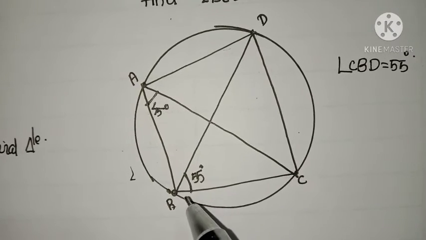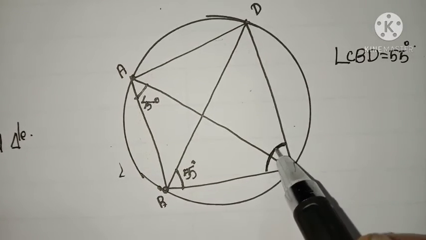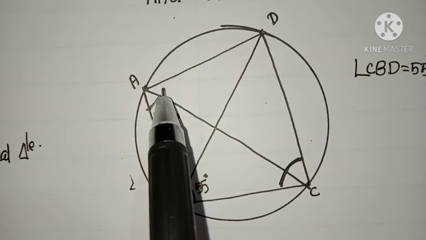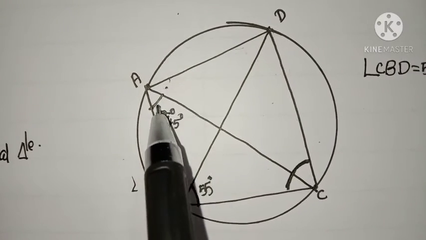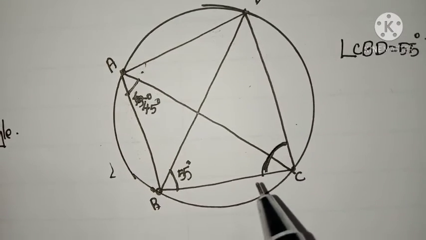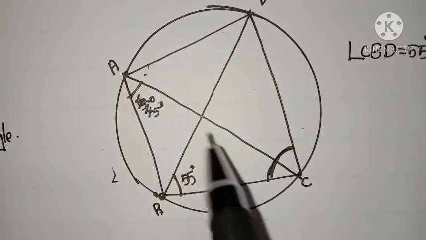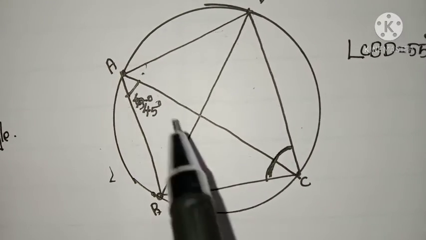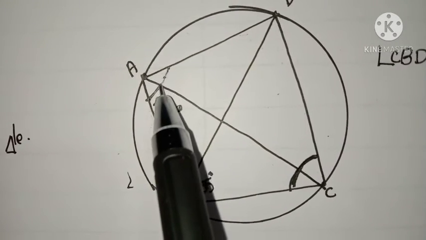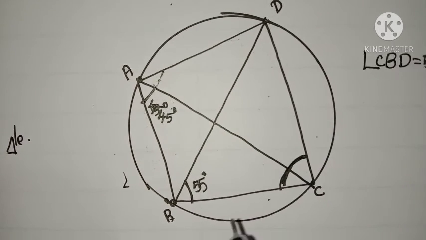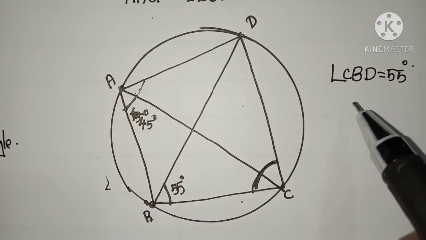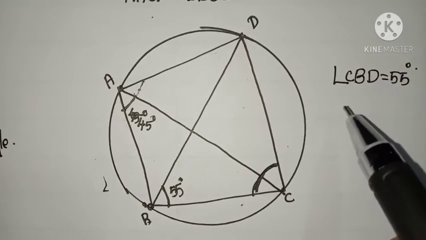BCD means this total angle that we need to find. This is 45. If we get this angle, the total angle becomes supplementary to the angle we need. That is the method, because in a cyclic quadrilateral, a pair of opposite angles are supplementary, or the sum of these two opposite angles equals 180 degrees. So if we know this angle, we can easily find angle C.